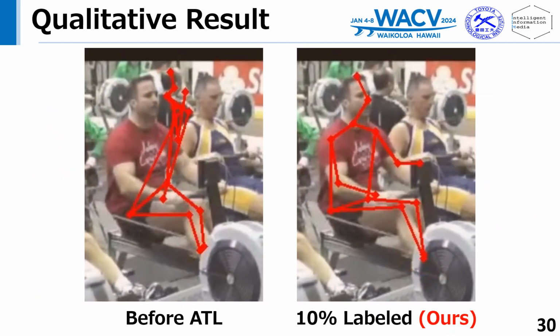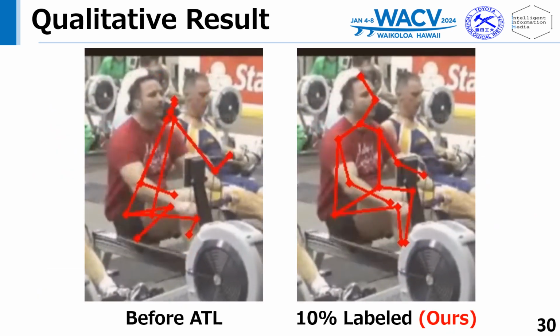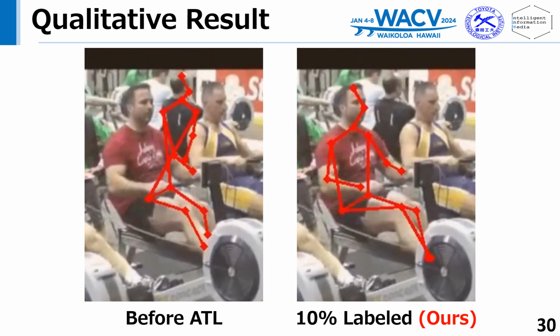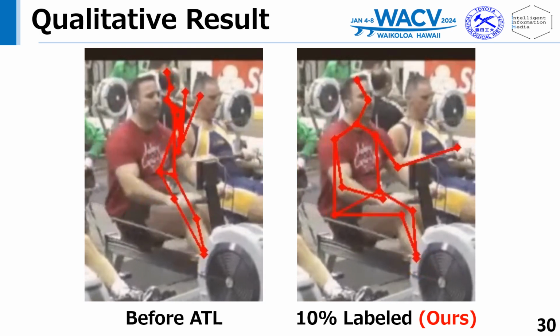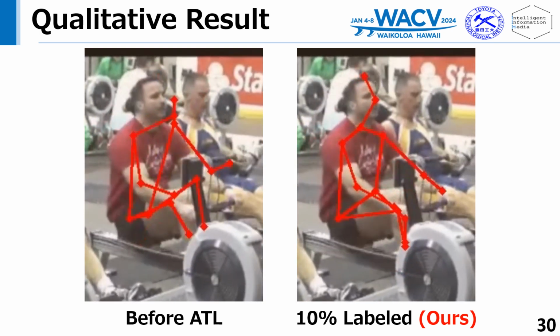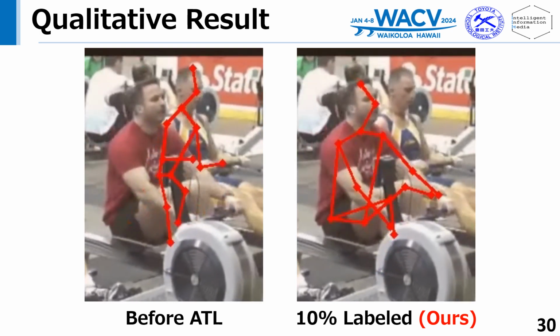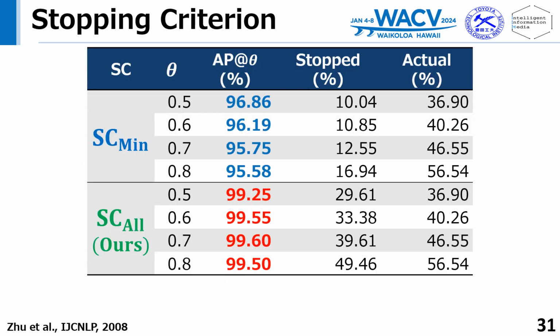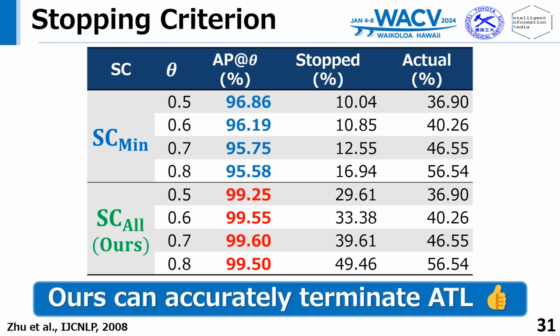This is the estimated result for the video shown at the beginning. Although only 10% of poses in the test video are annotated, ours can achieve significant performance improvement from the initial inference result. Finally, this is the comparison of stopping criteria. For each threshold for AP, our SCOLD can avoid premature stop and terminate ATL more accurately.